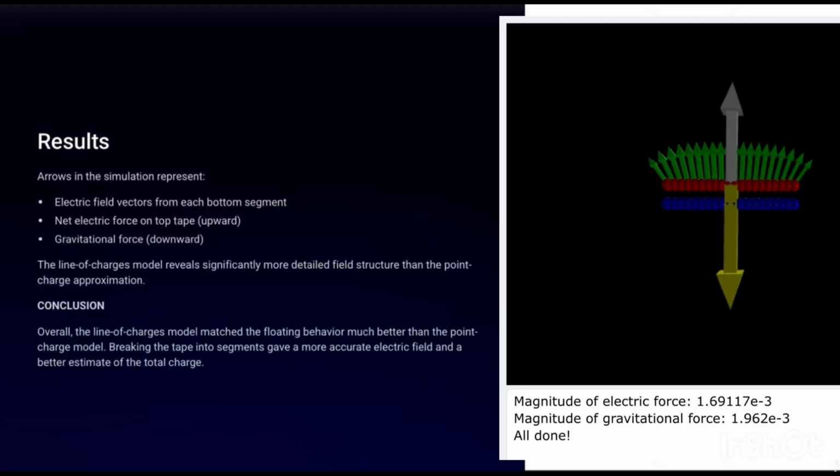So in conclusion, overall, the rod charges model matched the floating behavior much better than the point charge model. Breaking the tape into segments gives a more accurate electric field and a better estimate of the total charge.